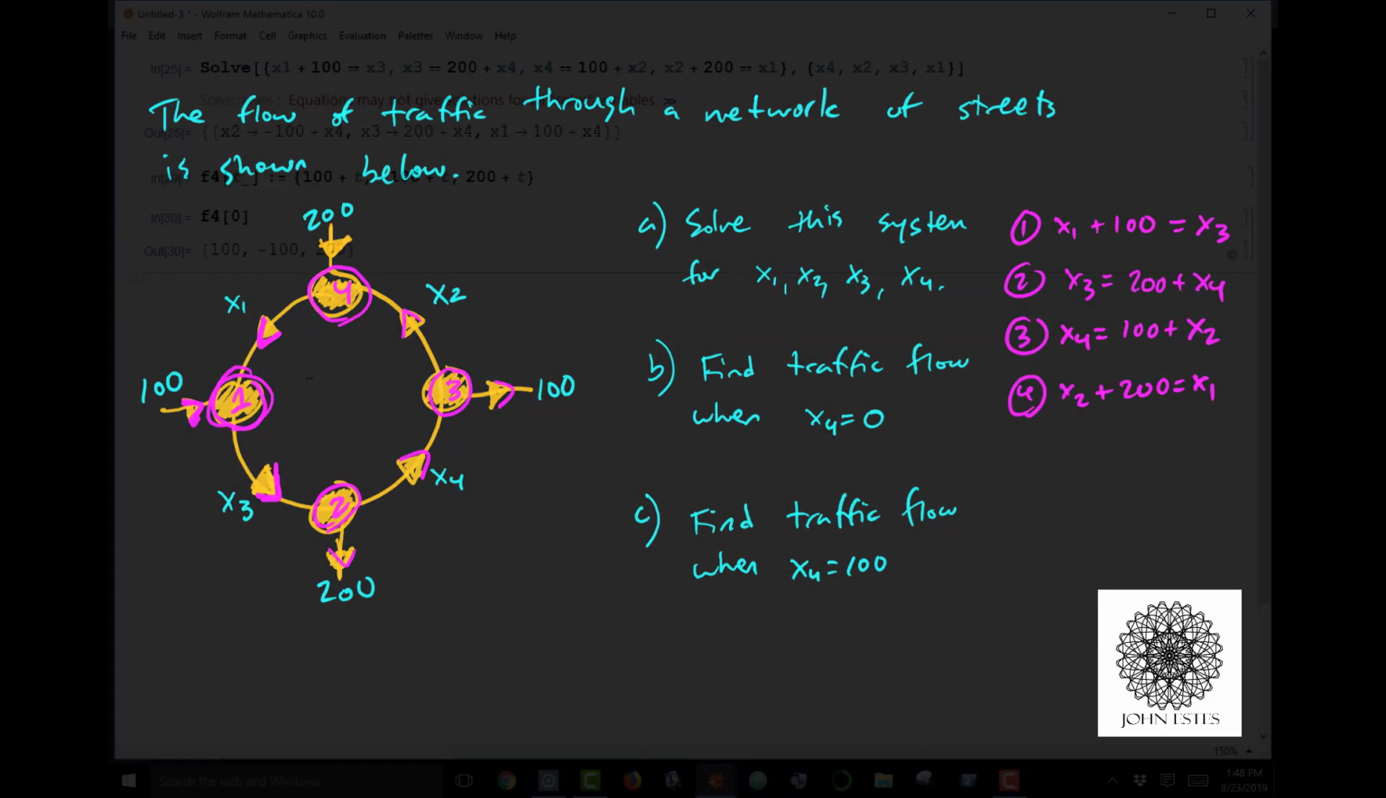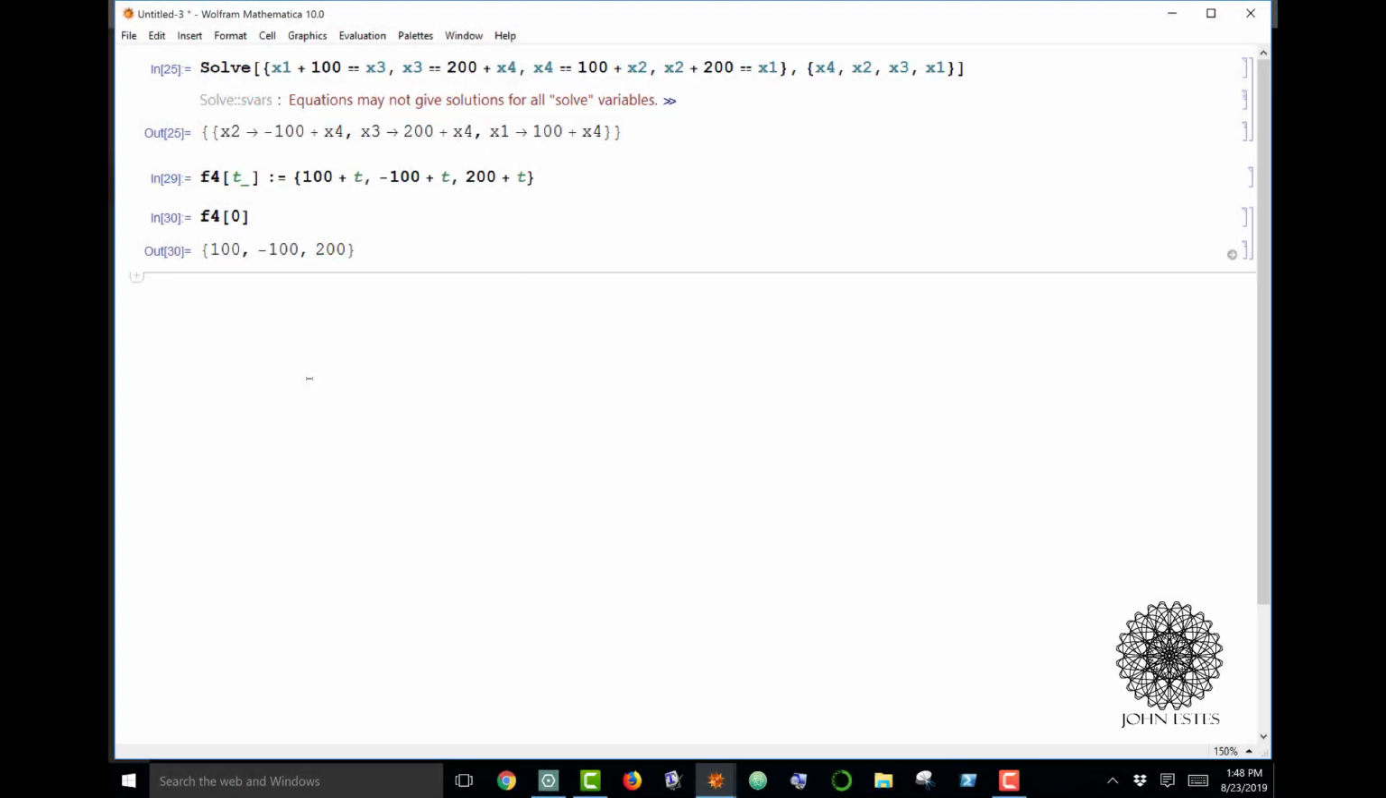Now for part C, it's the same as part B, but we're just going to change x4 to be 100. Okay, now for part C, we want to know what happens when x4 is 100. So all I have to do now is type in 100, and there I have my new flow. 200, 0, and 300. Okay, so let's look at the picture and figure out what's going on here.